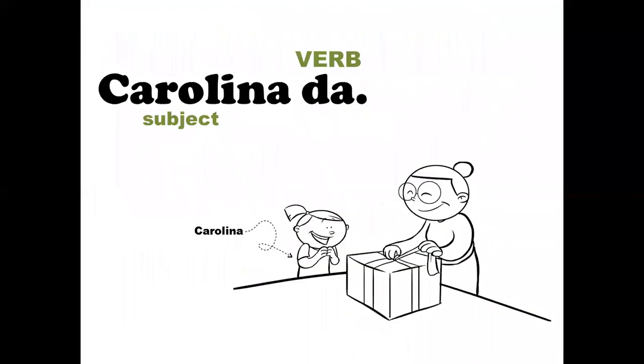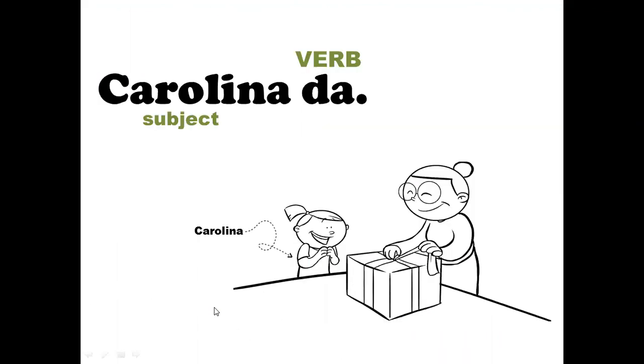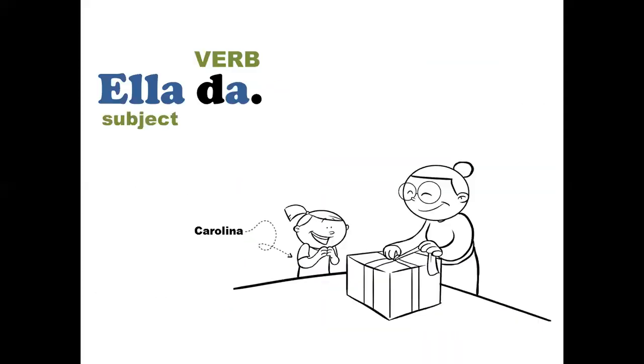What does that mean? Well, we've talked about other parts of the sentence so far. Let's take a look at this one. Carolina da. So this sentence uses the verb to give, dar. And it's the ella form because Carolina is she. If we were to replace Carolina with the subject pronoun, we would replace it with ella. Ella da. She gives.